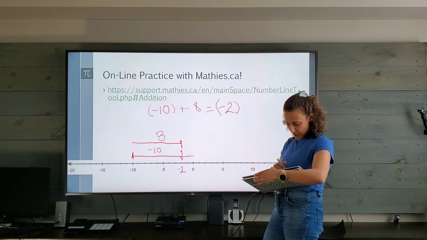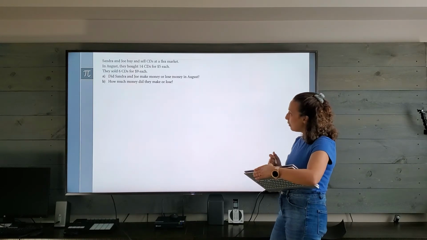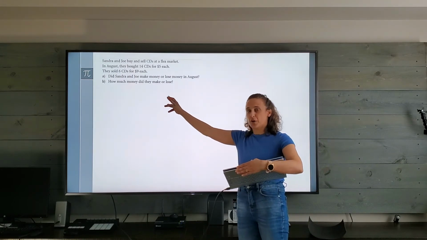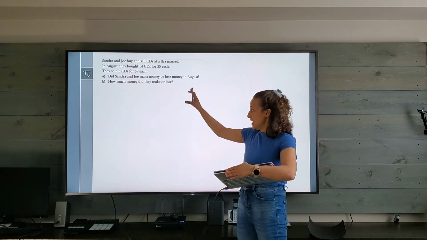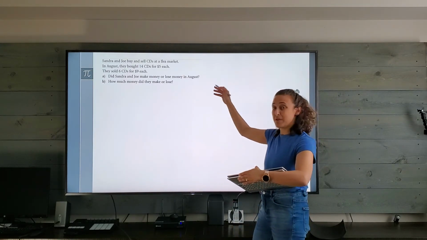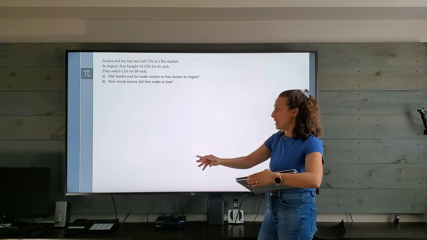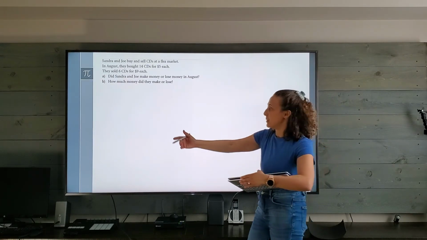Now, let's try this one, a little bit more complicated, but on a word problem. So I'm going to go through the word problem. I want you to pause the video again, and I want you to show this whole thing for me on a number line. That's the key. You have to solve it, but you have to show it to me on a number line.